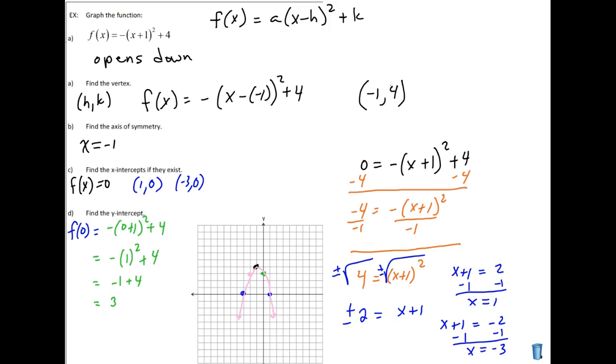It's not perfect, but you get the idea. And that's what I would be looking for if I were grading this on a test. Okay? So let's take a look at the next one.